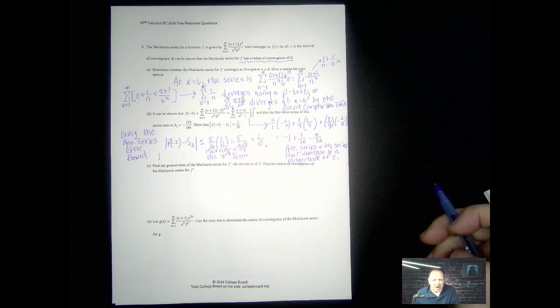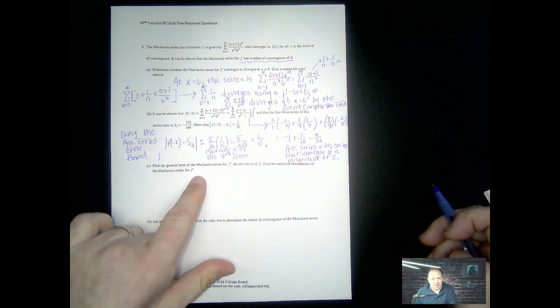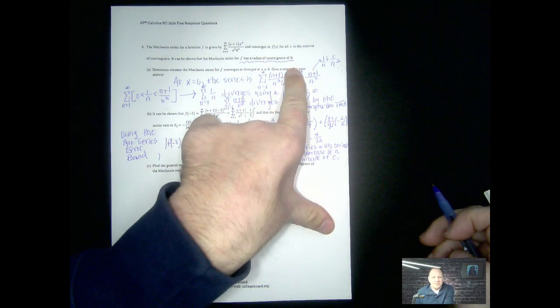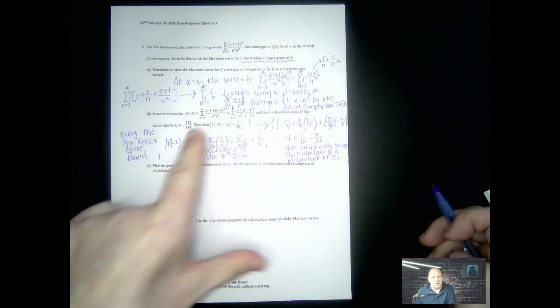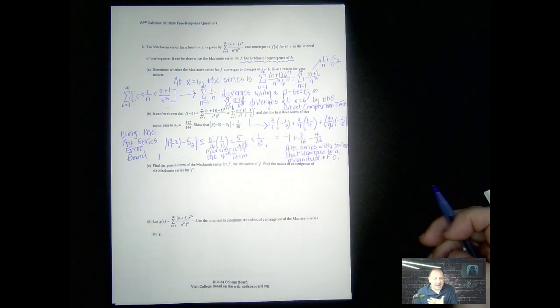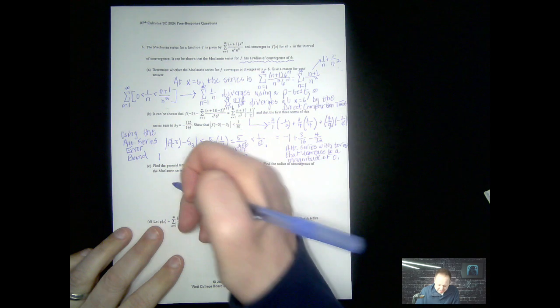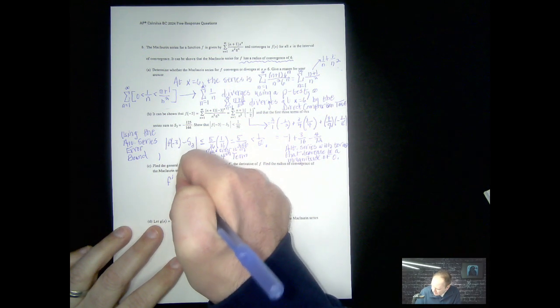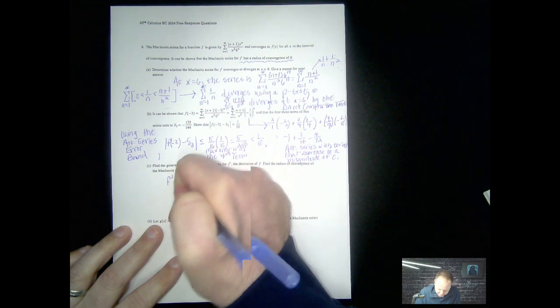All right, find the general term of the Maclaurin series for f prime, and then find the radius of convergence of the Maclaurin series for f prime. Look, you got to be on your game. They're all over the place on this one. Remember, if f has a radius of convergence of 6, then so does its derivative. We can prove it, but you don't have to. You should have learned that, but we'll prove it.